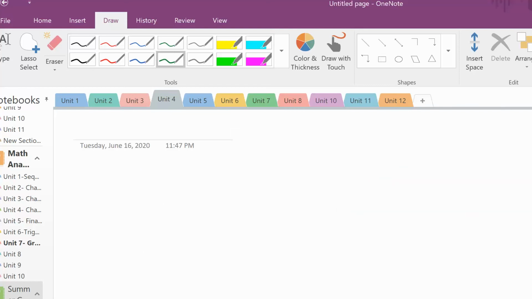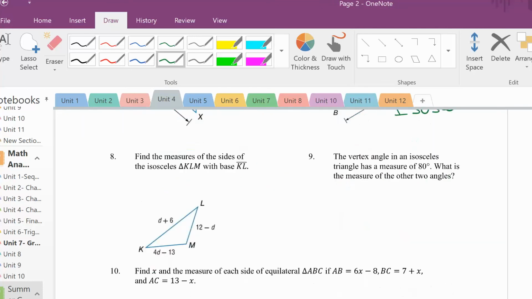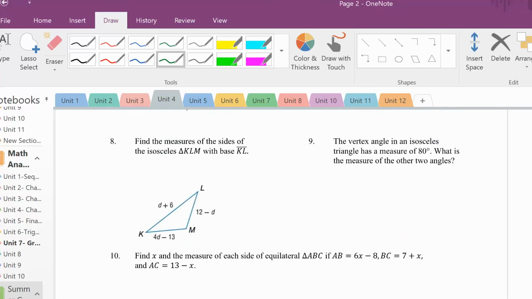All right, next, it says find the measures of the sides of the isosceles triangle KLM with base KL. So the base means it's the non-congruent side, so that means these two are the congruent sides if KL is the base. So that means 12 minus D is equal to 4D minus 13. So then we solve for D, and we get 5D equals 25, so D equals 5.